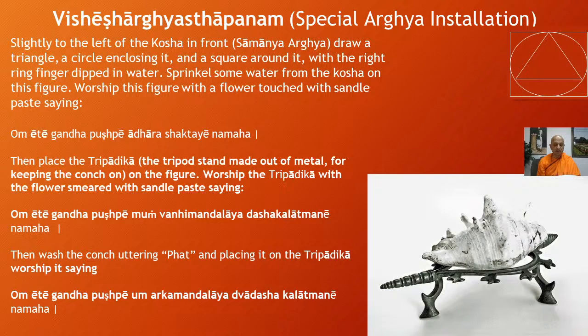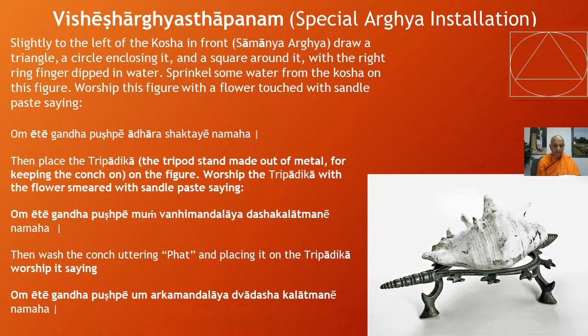Then wash the conch with the water, uttering the mantra Phat. Can you repeat that? Phat, Phat in English, but in Sanskrit it is Phat. Wash the conch uttering the mantra Phat and placing it on the Tripadika. Place that conch in such a way that you can pour water into it. Don't reverse it. The conch should be placed in such a way, the upper portion from which we can pour water into it should be facing upwards, so that we can pour water into it and the water should stay in the conch. That is the intention. That's why keep the conch in such a way we can fill up the water.